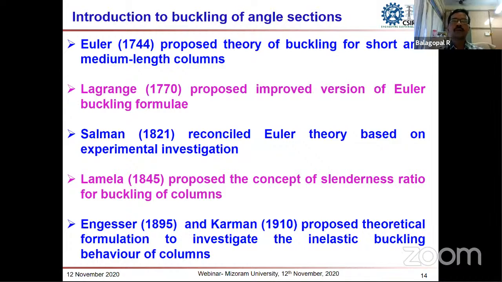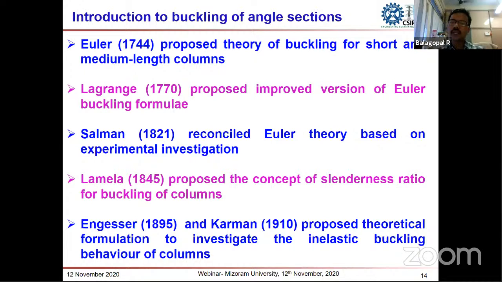Next, I will move on to a brief introduction to buckling. The term buckling was first coined by Euler in the 18th century. As we all know, he proposed the Euler buckling formula for short and intermediate columns. Then it was followed by Lagrange, who proposed an improved version of the Euler buckling formula. Then in the 19th century, Professor Salman validated Euler's theory based on some experimental investigation.